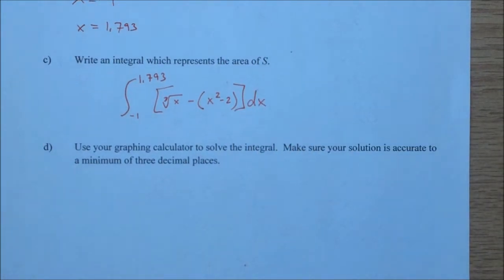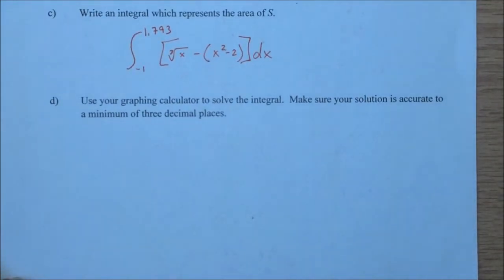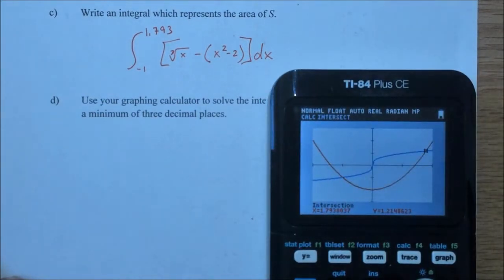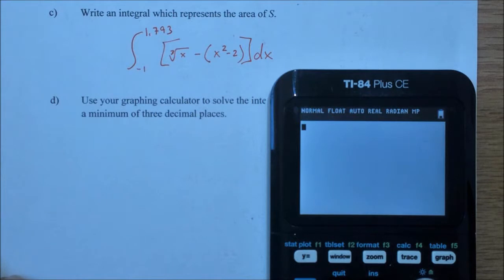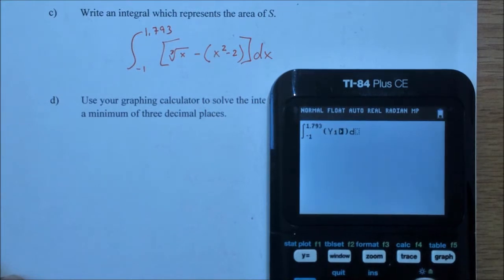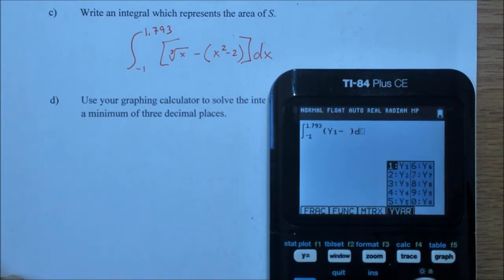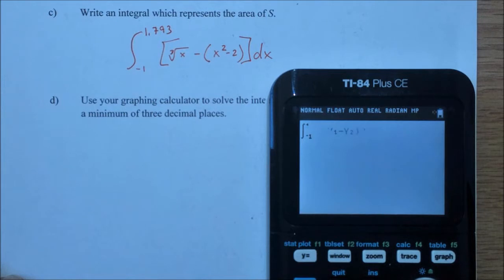And then part D says use your graphing calculator to solve the integral and make sure your solution is accurate to a minimum of 3 decimal places. Okay, so we're going to bring this back in. We're now going to go to the main screen, so we're going to get out of there. We want math 9. Our bounds are negative 1 to 1.793. And we have our cube root of x, which is located in y1, so alpha trace y1, minus the x squared minus 2 curve, which again we see is located in y2. Alright, so we're going to put in minus and alpha trace y2, and our differential is a dx. So give it a second to figure this out.